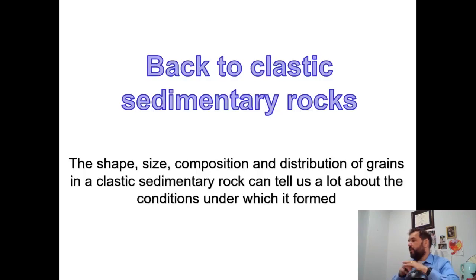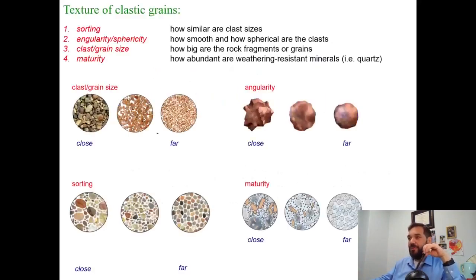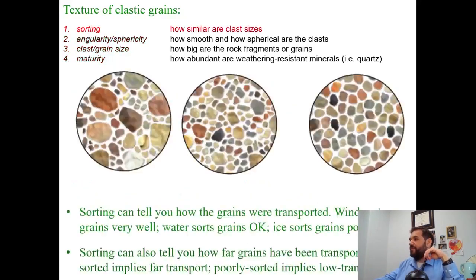So I want to finish up this lecture by talking a little bit more in depth about clastic rocks and what we can learn by looking closely at the grains and the shape of the grains. We can glean quite a bit of information about how rocks formed from grain size and from what we call the sorting, the angularity, the grain size, and the maturity of the grains. So let's first talk about sorting.